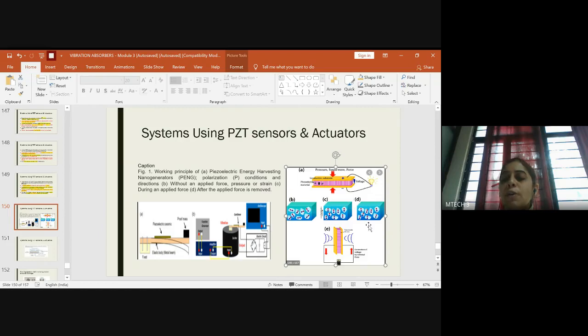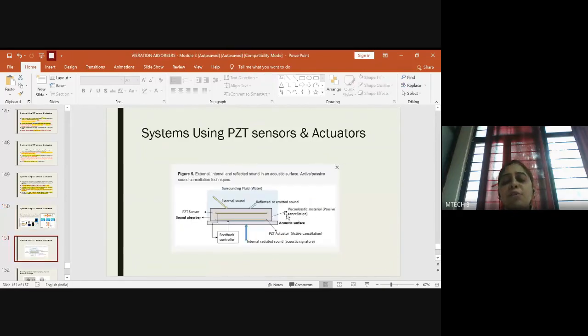So even though the load is removed, it won't go back to the original position. It will retain the polarization effect. Due to this polarization effect, it can convert the load subjected here into an electrical signal. So these things are mandatory before you go into the device. And hence I'm showing you this, and this I have shown you already.